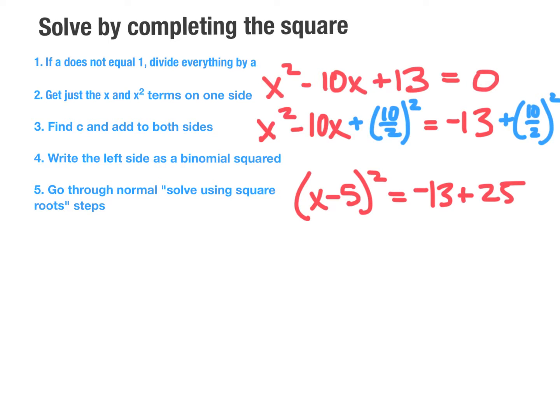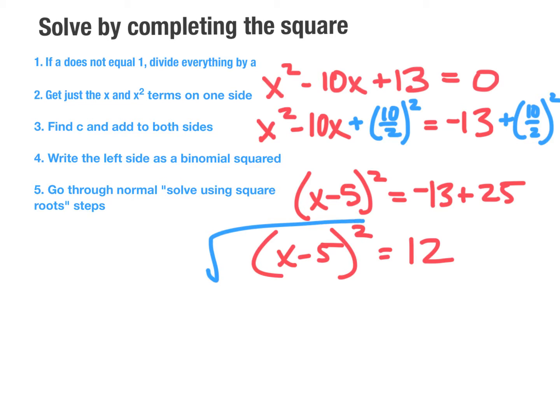All right, so that took care of step 4, right? The left is a binomial squared, and over here it's now time to combine like terms. And we'll just go through the normal solving, like using square root steps. This is x minus 5 squared is equal to negative 13 plus 25 is 12, right? I've got the squared term by itself. Introduce the square root to both sides here. So I've got x minus 5 is equal to plus or minus the square root of 12.